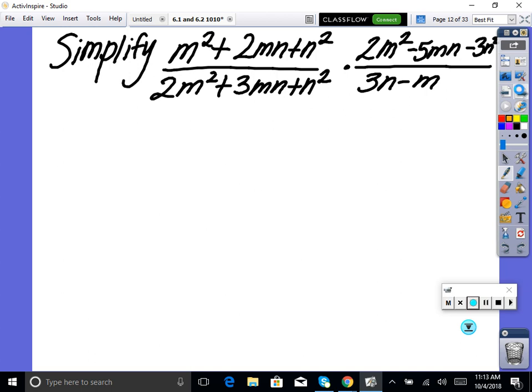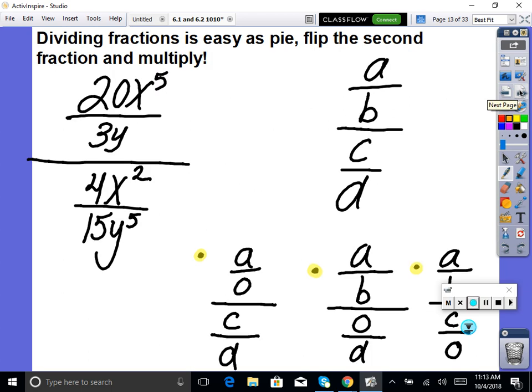Okay, so I think we get the picture here. All right, so then let's go ahead and look at dividing now. Here is how dividing works. Everyone ready for the cute little saying? Dividing fractions is easy as pie. You flip the second fraction and you multiply. So we actually already know how to do it.